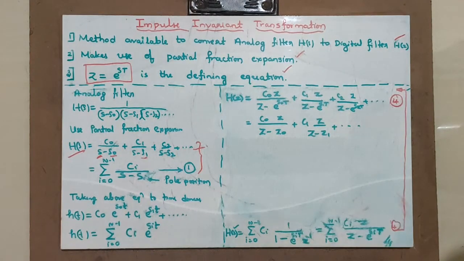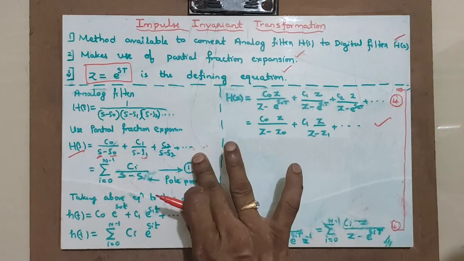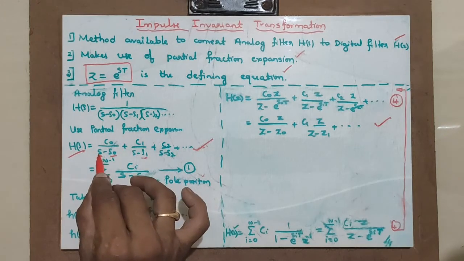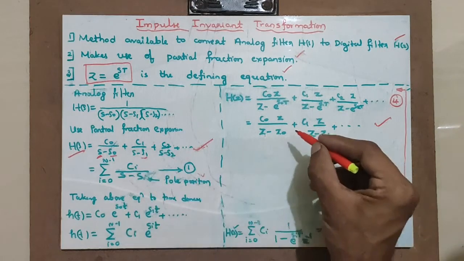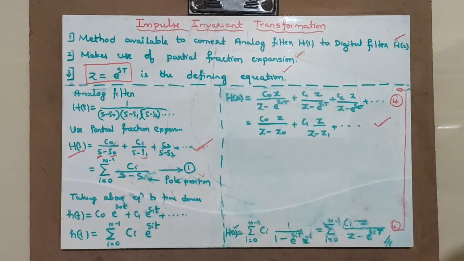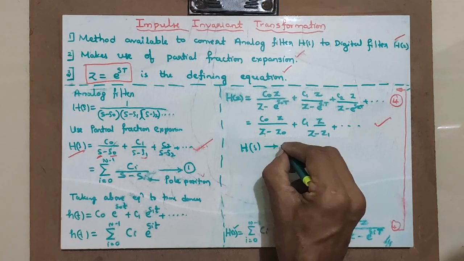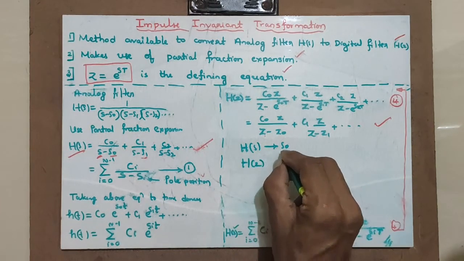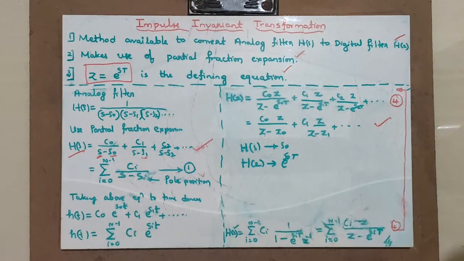Okay. Now let me compare this equation with our corresponding H of s equation. See here, let us only concentrate on the denominator. s minus s0 is there, z minus z0 is there. What is z0 actually? e raised to s0 t. The meaning here is, in H of s domain, suppose s0 is there, in H of z domain, the same s0 is transformed into e raised to s0 t. That's what is the meaning.